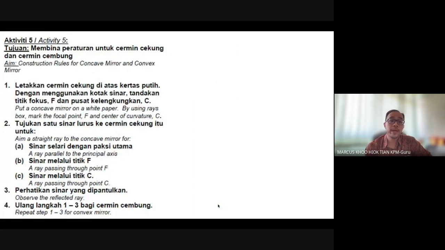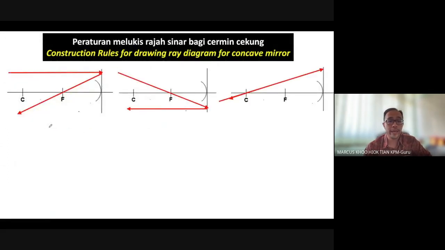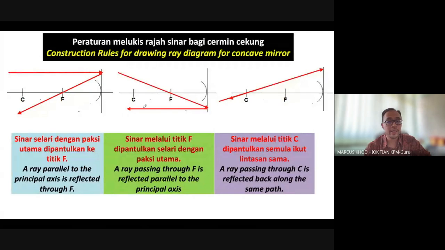Of course, our main job today is to draw. So let's do activity two. This is actually what we do in the lab, but today we just want to learn the rules of drawing. So we go to rule A, rule B, and rule C. These are the three rules. The first one is a ray parallel to the principal axis. This is on page 206 in your notes, this is A, rule number one.